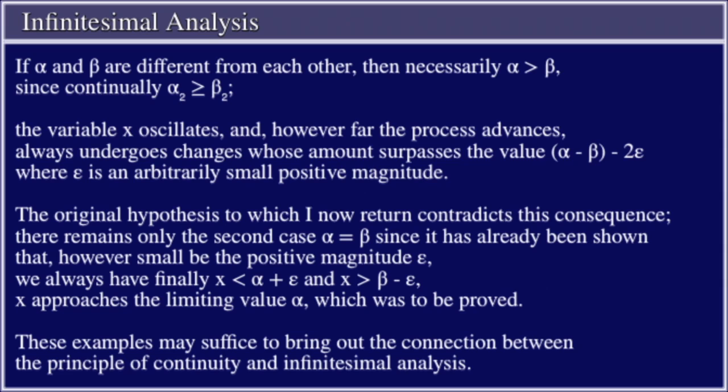There remains only the second case, alpha is equal to beta, and since it has already been shown that, however small be the positive magnitude epsilon, we always have finally x less than alpha plus epsilon and x greater than beta minus epsilon, x approaches the limiting value alpha, which was to be proved. These examples may suffice to bring out the connection between the principle of continuity and infinitesimal analysis.